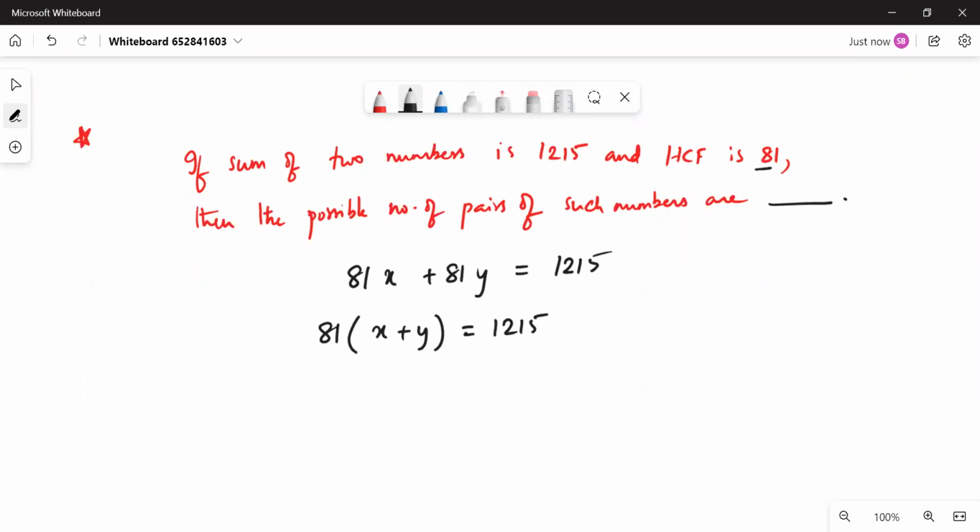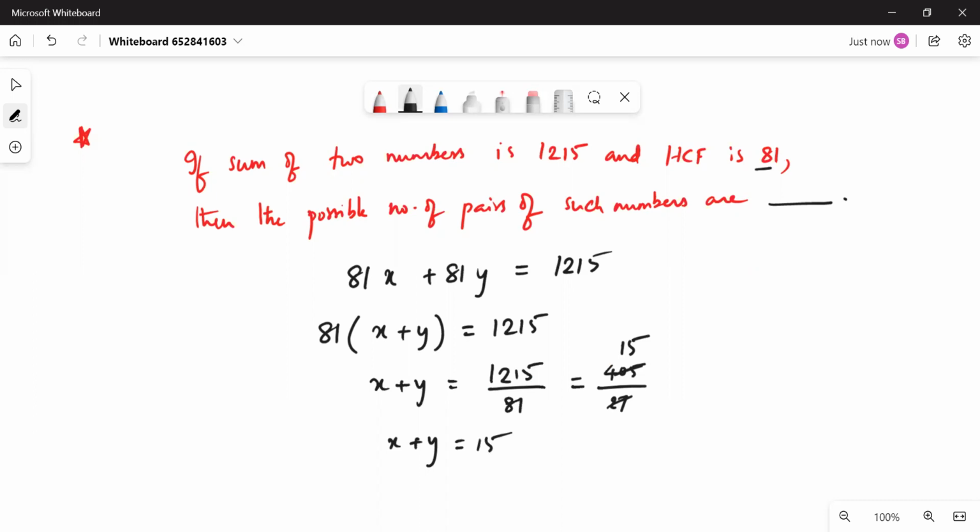So x plus y value will be how much, sir? 1215 by 81, correct? Can I divide with 3? So this will be 405 by 27. Again dividing with 3, so 135 by 9, and that is 15. So x plus y is equal to 15, sir.